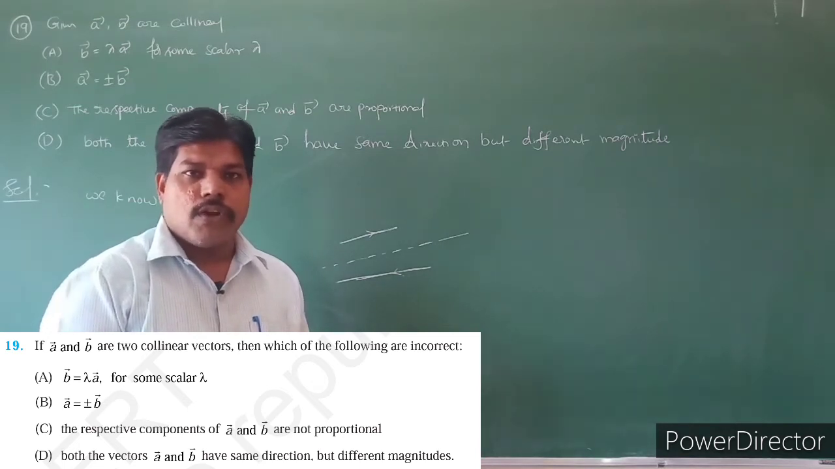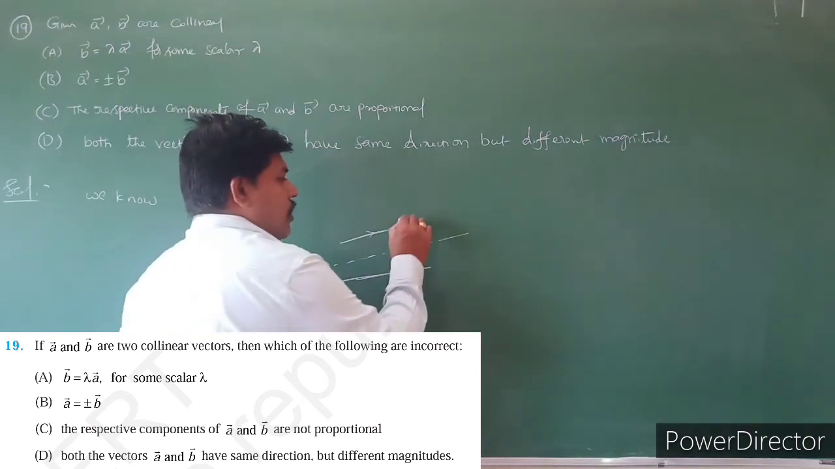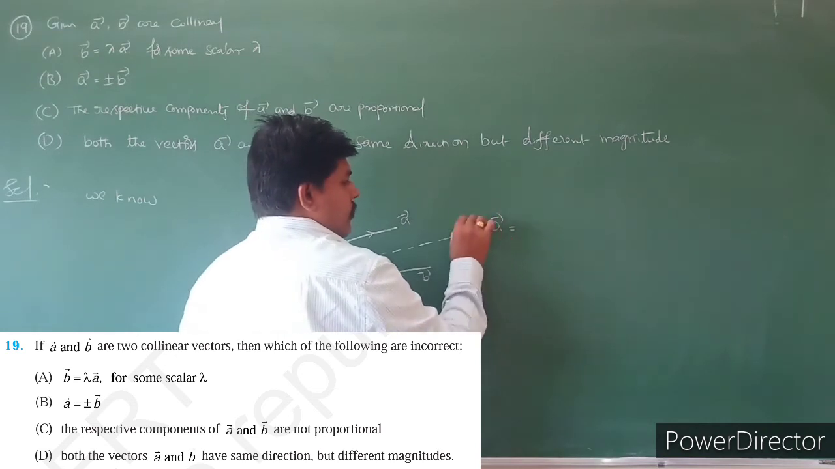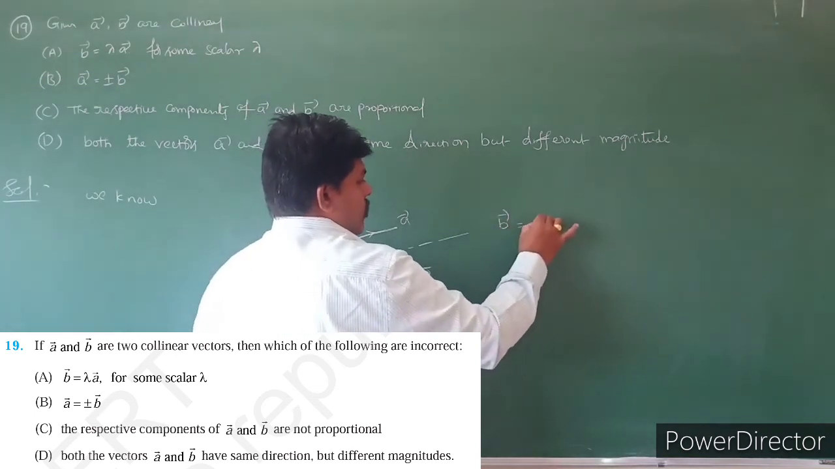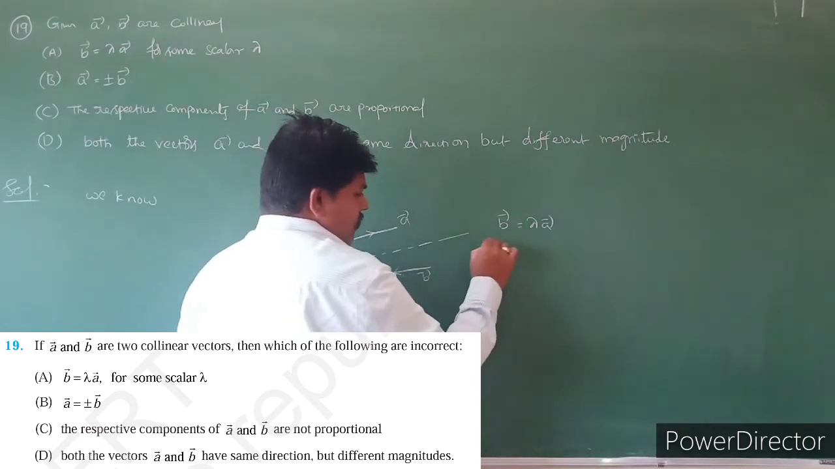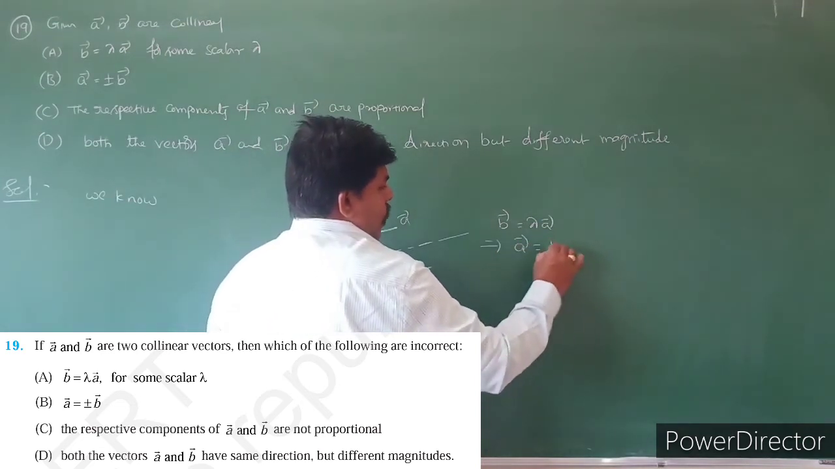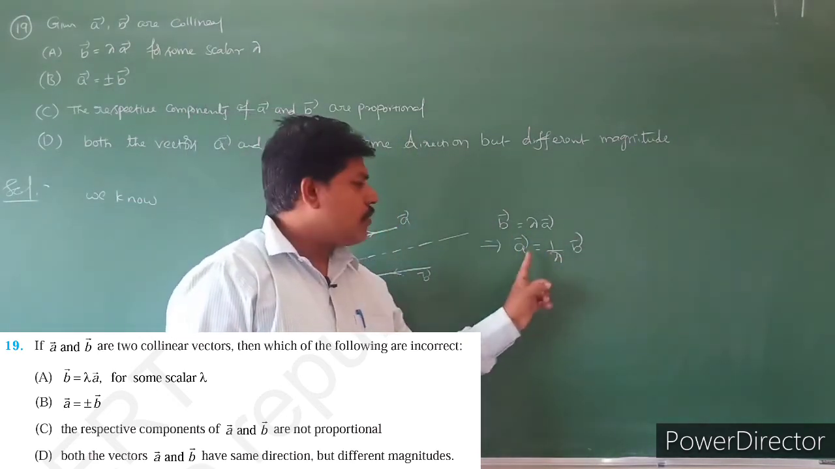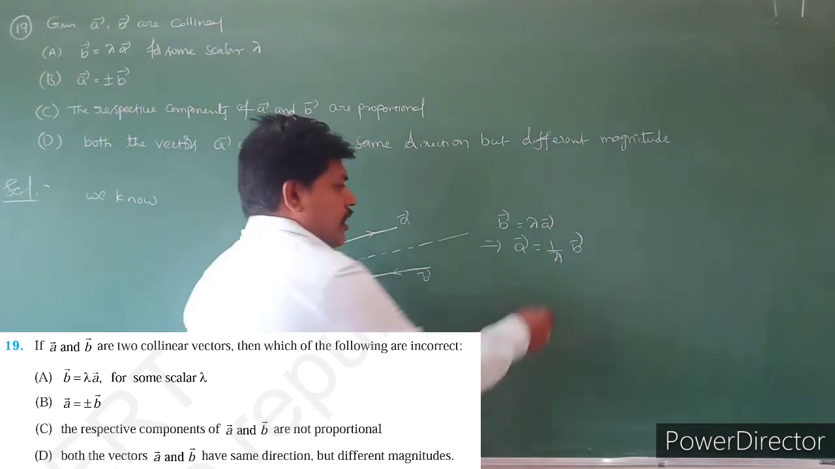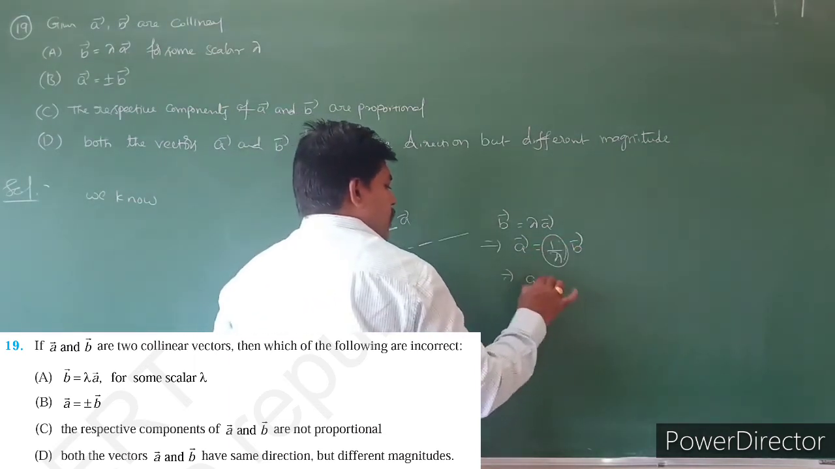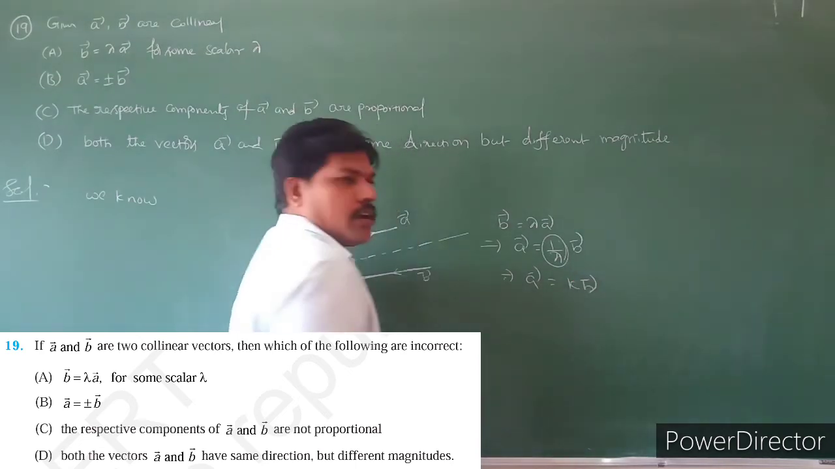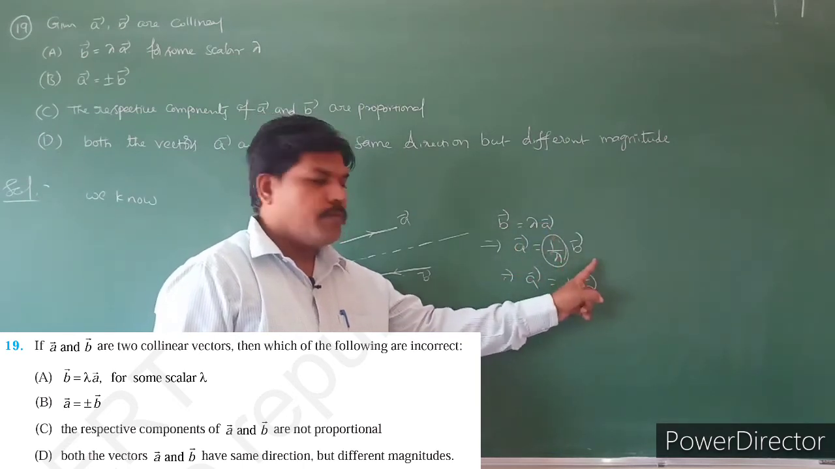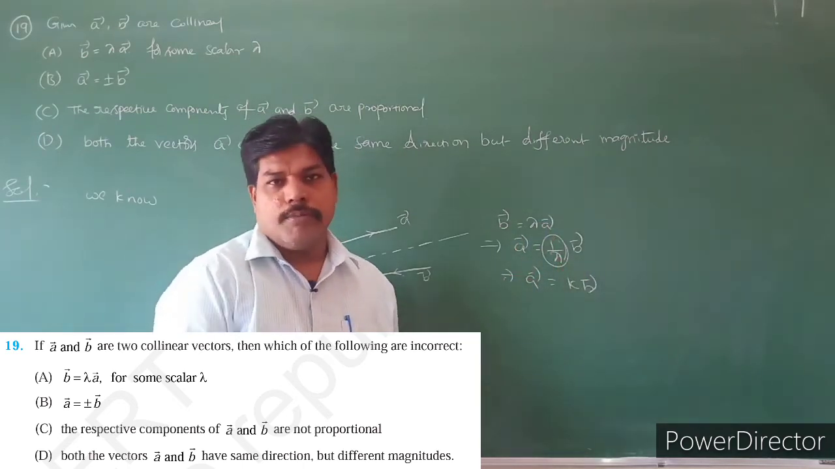Okay. And also we know the conditions. If A bar and B bar are two collinear vectors, then we can represent it as B bar is equal to lambda into A bar. Otherwise, we can take it as A bar is equal to 1 by lambda into B bar. Yes or no? If we take this value as K, we can represent it as A bar is equal to K into B bar also. So B bar is equal to lambda into A bar, A bar is equal to 1 by lambda into B bar, and A bar is equal to K into B bar.